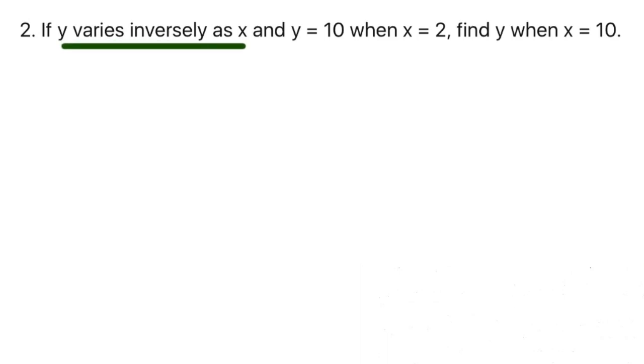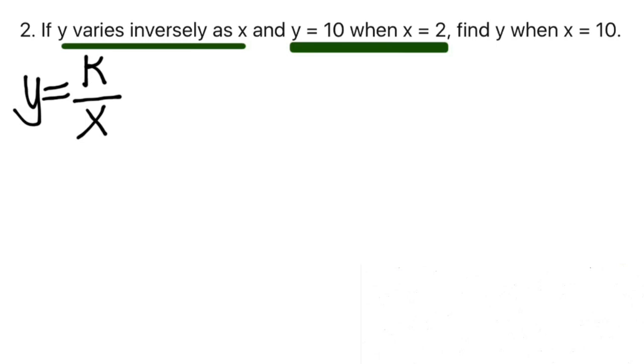So, y varies inversely as x. If we translate it mathematically, that would be y equals k over x. And then, let us focus first on the first given, which is 10 and 2. So, let us substitute the value of y and x to the equation. So, yung y, palitan natin ng 10 equals k over yung value ng x, which is 2.